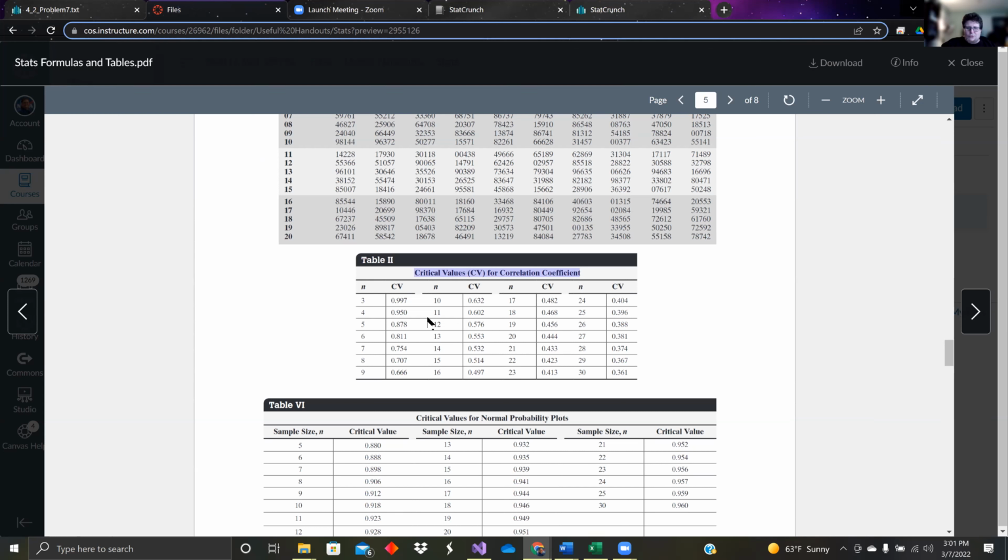So I had n equals 12 for the set we've got, and that's 0.576. I'm going to write that down in my data set real quick. This is from our files section. You go to files, useful handouts. Let me write down the number first. N equals 0.576. It's table number 2.